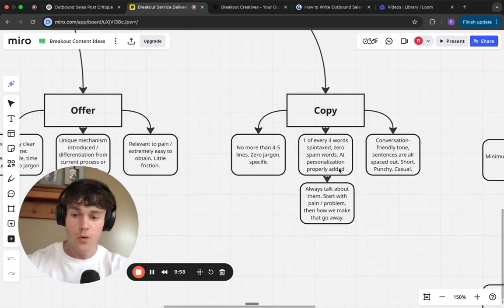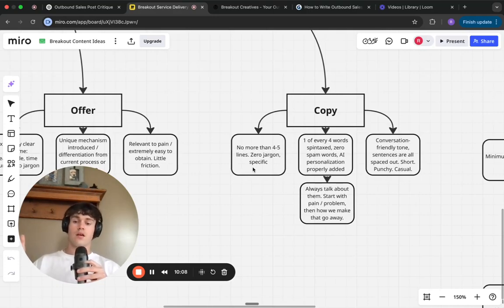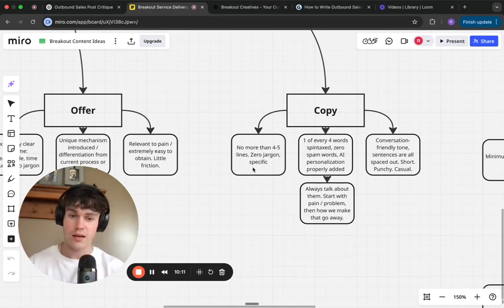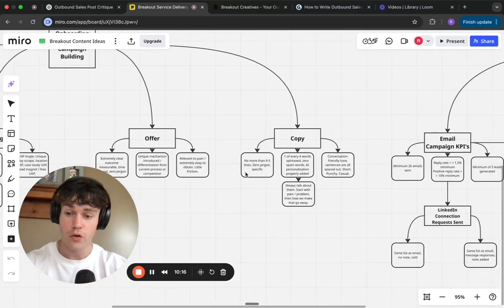But those are, let me move my mic here a little bit, the four pillars, as I call them, when it comes to campaign building. I think if you master these four things right here, that is all you're going to need to have killer campaigns. And I will also make sure that I share this board in the comment section.